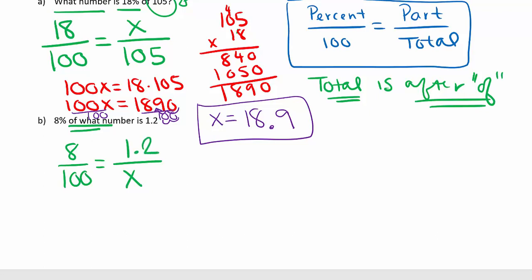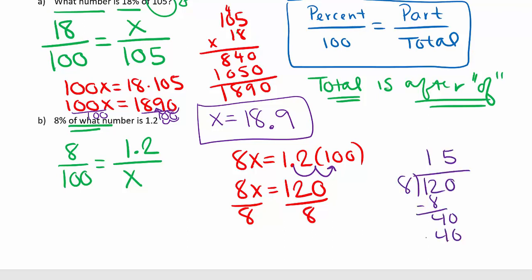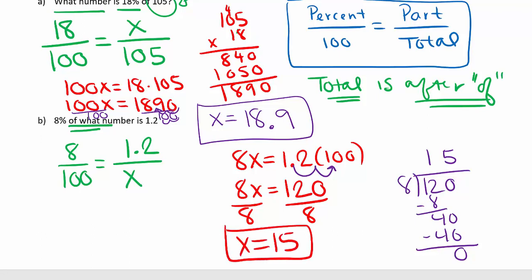So once again, when we have a proportion, we can solve by cross-multiplying. 8 times x has to equal 1.2 times 100. Multiplying by 100 always takes that decimal and moves it 2 places to the right. So 8x equals 120. And then I'm going to divide by 8. And 120 divided by 8 is 15. And so that's it. My final answer is x is 15. 1.2 is 8% of 15.